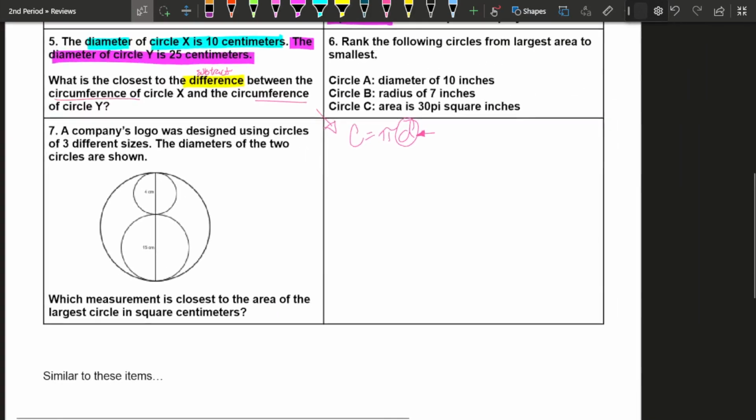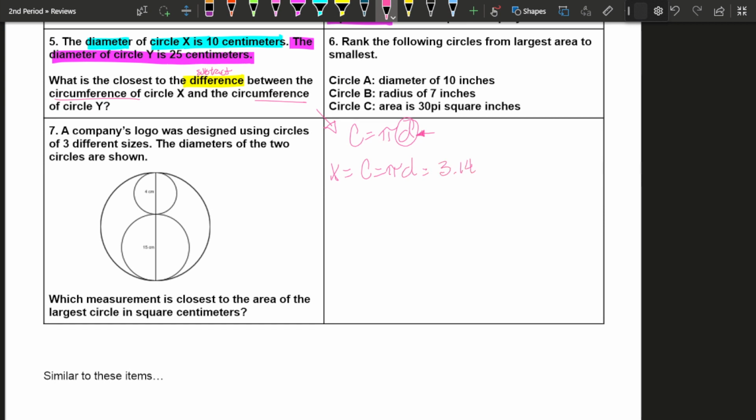So I'm going to do X first. Circle X, C equals pi times diameter, which is going to be 3.14 times what? What is the diameter for X? 10. And multiplying by 10 is the same thing as moving over one time. So this is 31.4, and this is going to be centimeters. When you multiply, you get 31.4.